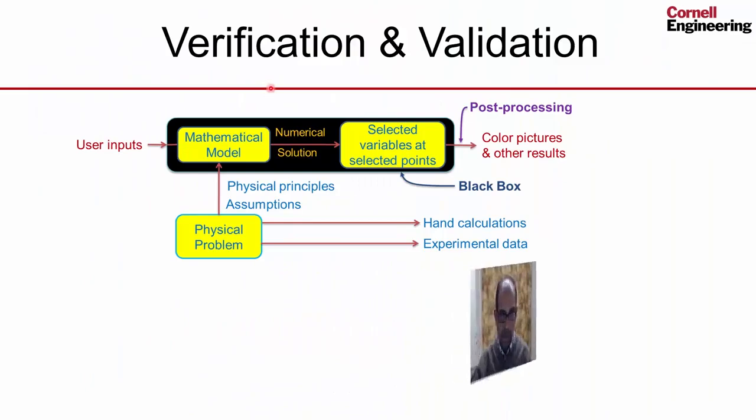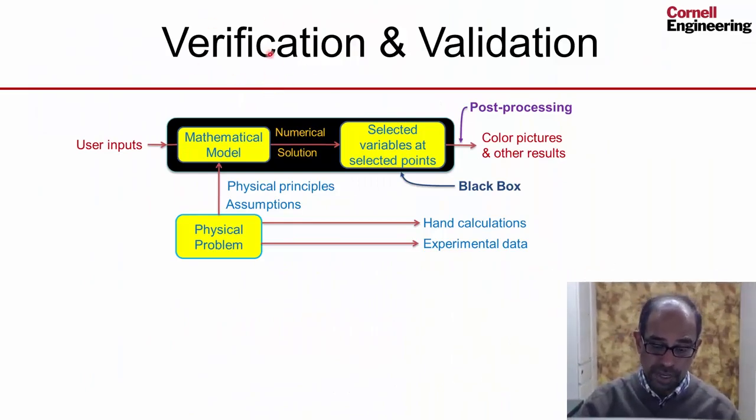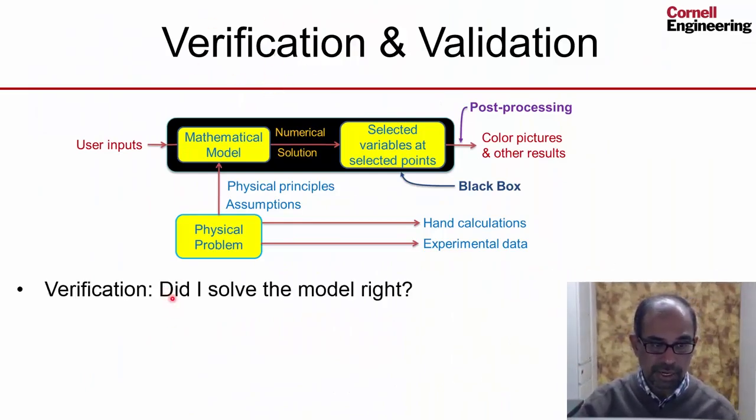To think through what we need to do in verification and validation, let's go back to the framework of what's under the black box. Let's consider verification first. In verification, I look at, did I solve the model right? That is, whatever mathematical model I picked, did I solve it right? So it's looking at errors introduced in these steps of the simulation. And there are three categories of checks that one can do.